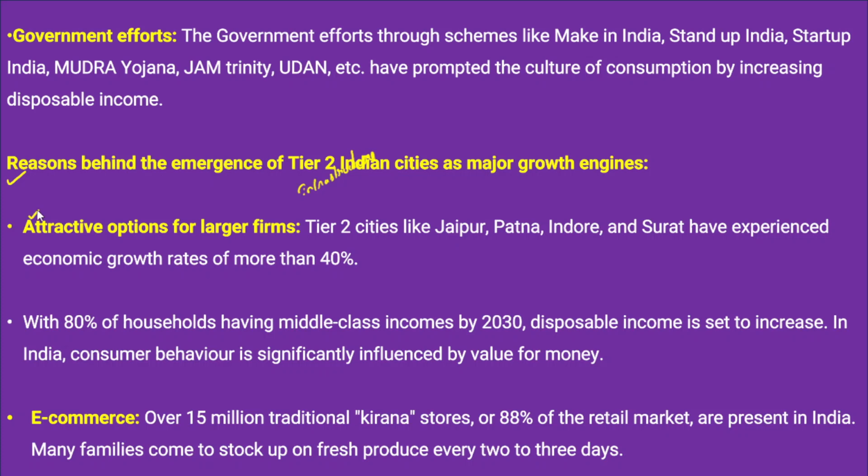So recently, in order to attract industries, the state governments have also focused on revamping their existing infrastructure in these tier 2 cities. So because of this reason, the tier 2 cities have become more attractive options for these firms. For example, tier 2 cities like Jaipur, Patna, Indore and Surat have experienced economic growth levels of up to 40%.